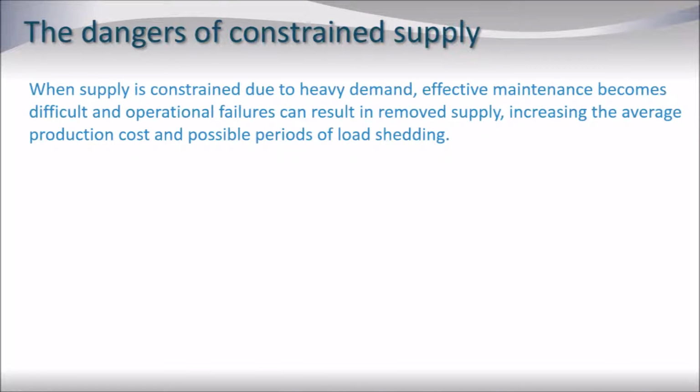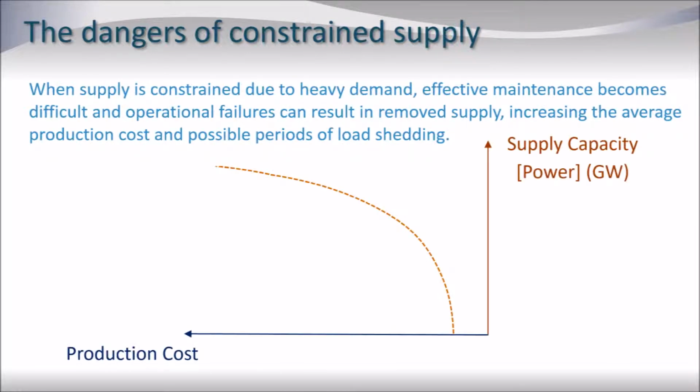When supply is constrained due to constant heavy demand, effective maintenance becomes difficult, and operational failures can result in removed supply.